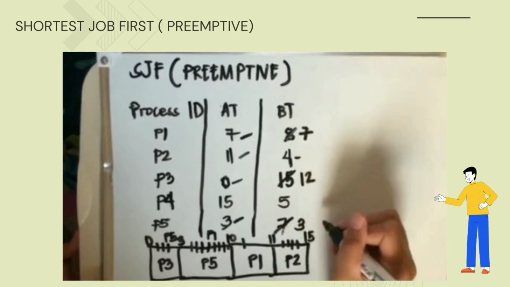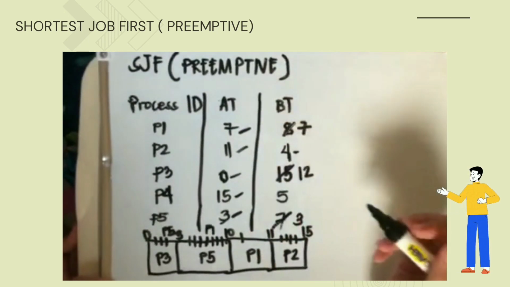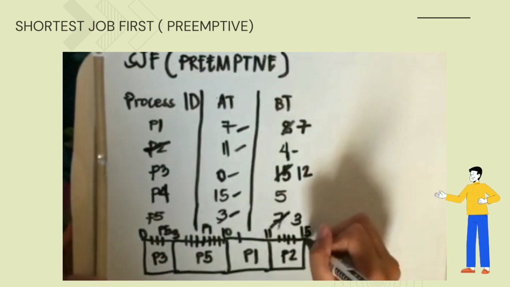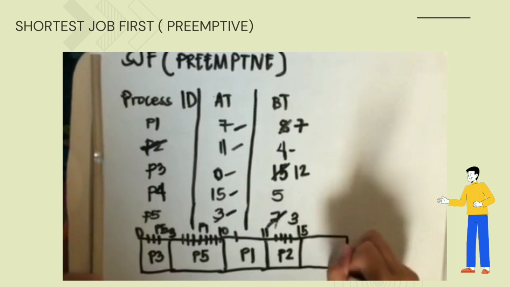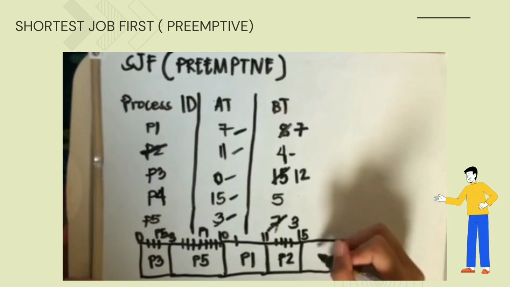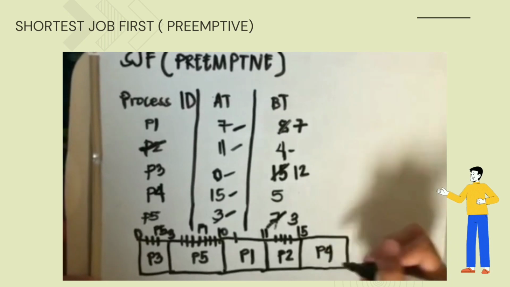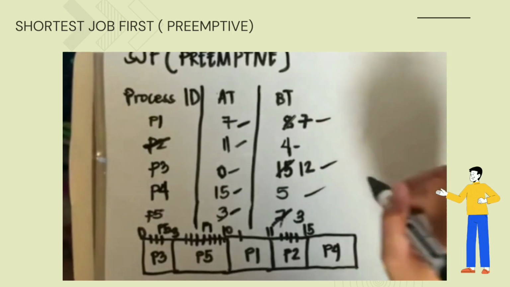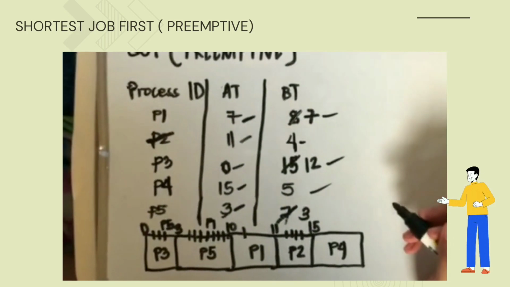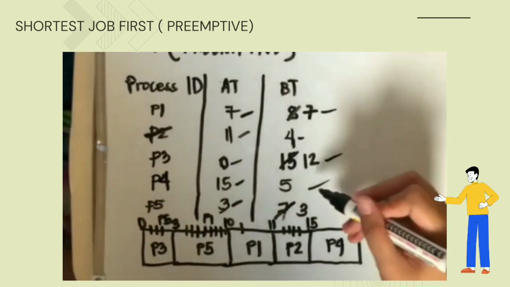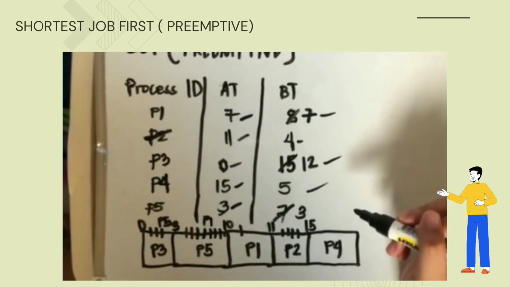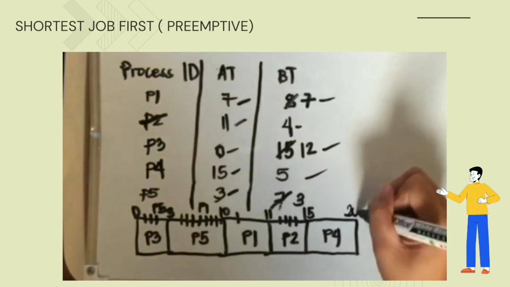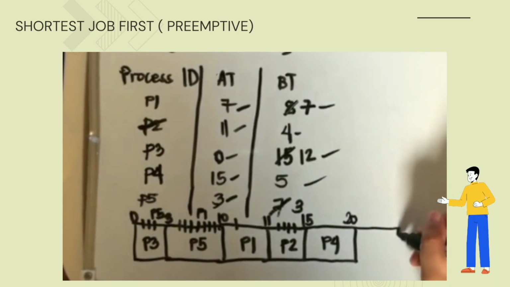Sa eksaktong pang 15, dumating naman si P4. So, natapos na natin yung process ni P2. Ngayon, ang sunod naman natin na ipaprocess ay si P4. Ngayon, iti-check natin si P1, P3, at P4 kung sino yung may mas mababa na burst time. So, si P4 yung may pinakamababa na burst time. So, yung 15, i-add natin sa burst time ni P4 na 5, magiging 20. So, tapos na rin yung process niya.